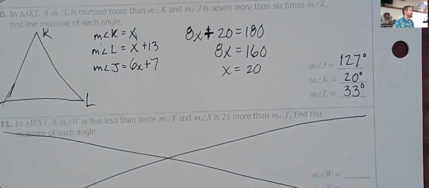I want you to add up 127, 20, and 33, and hopefully that equals 180. It should. If we did it right, then it should add up to 180. And I see people nodding. So yeah, we're good.